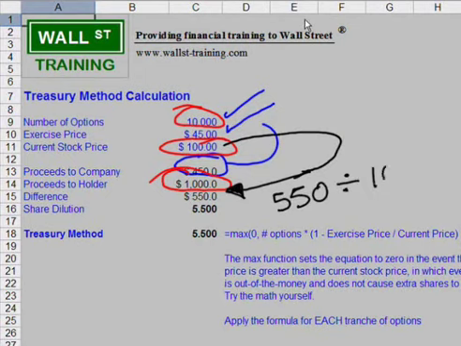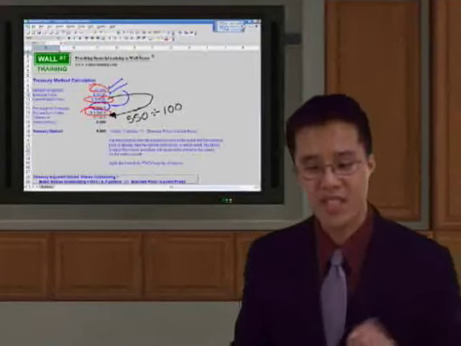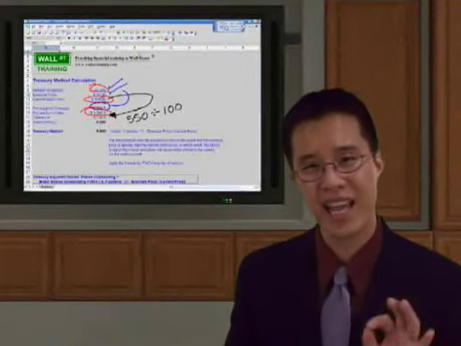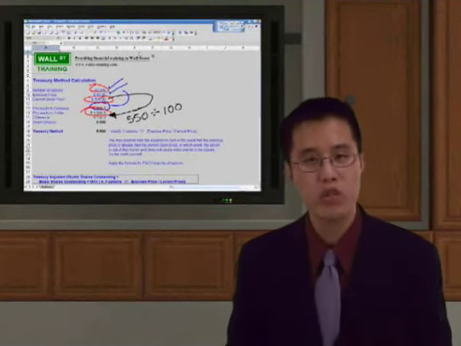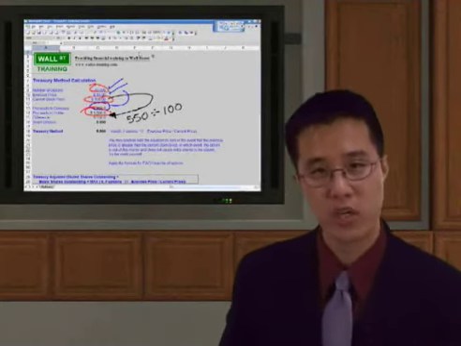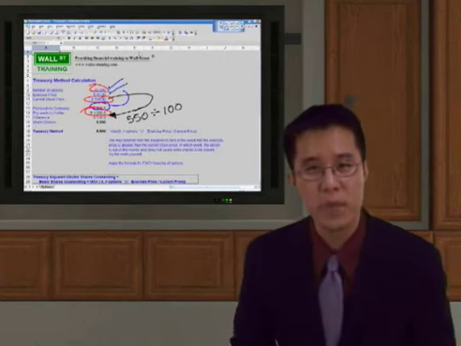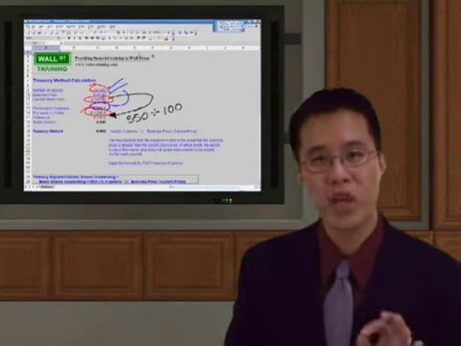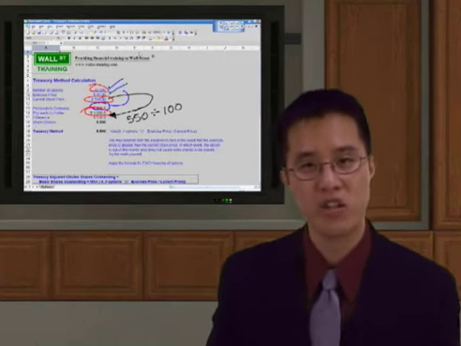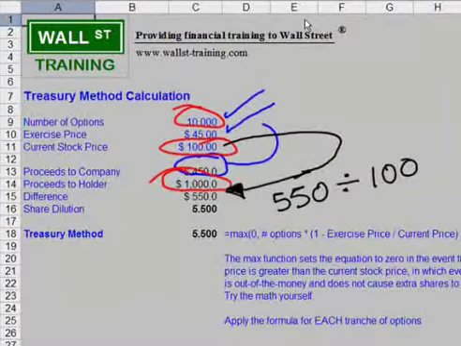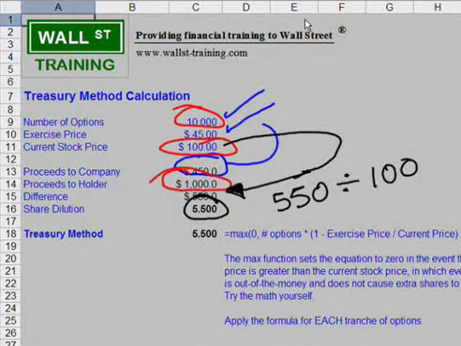5.5 shares. Now, to reiterate this, the management team, in theory, should be indifferent between receiving $550 of cash or 5.5 shares, which are worth $100 each, because in theory, they are both equivalent, assuming, of course, the $100 stays at $100. So therefore, the assumed share dilution is 5.5 shares in this particular example.